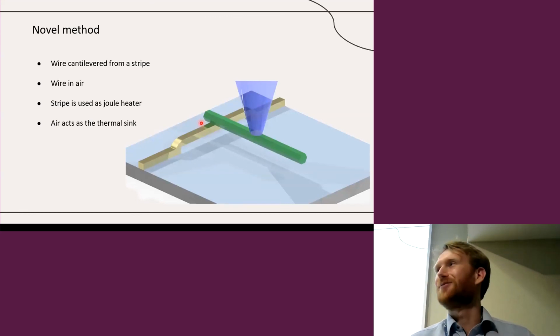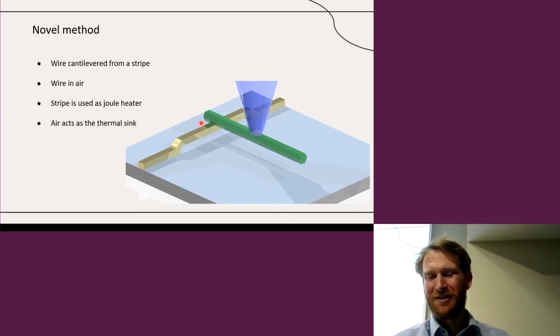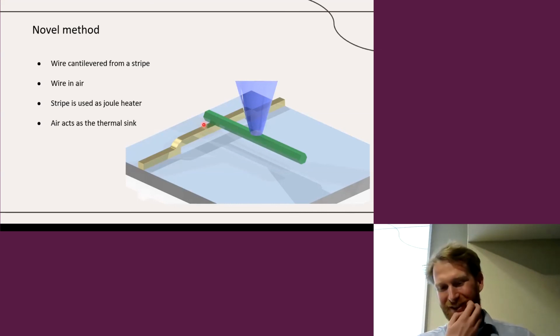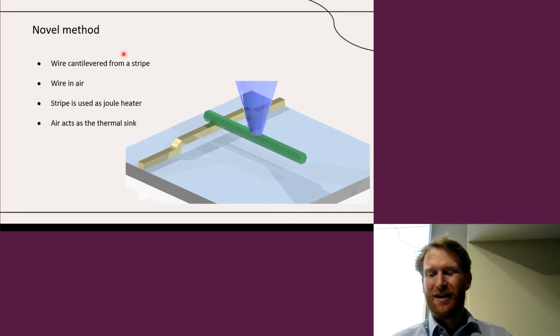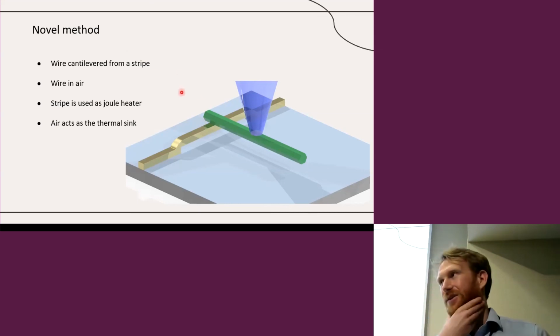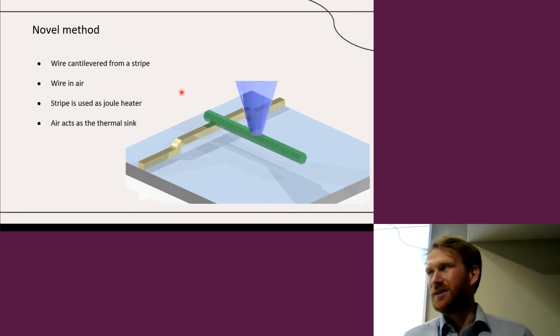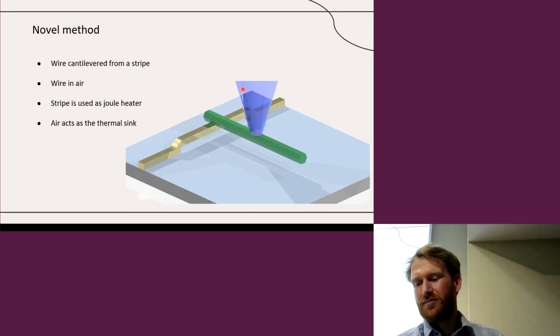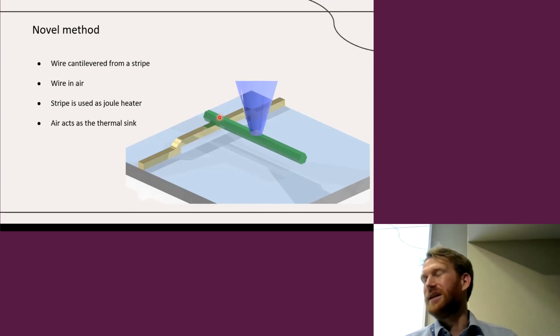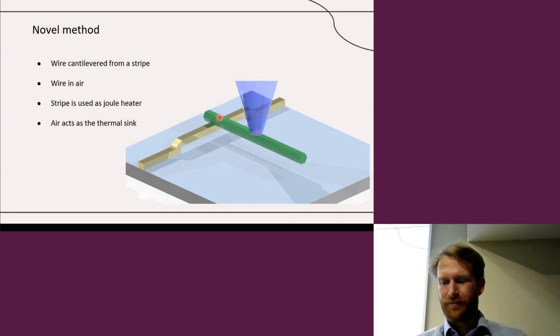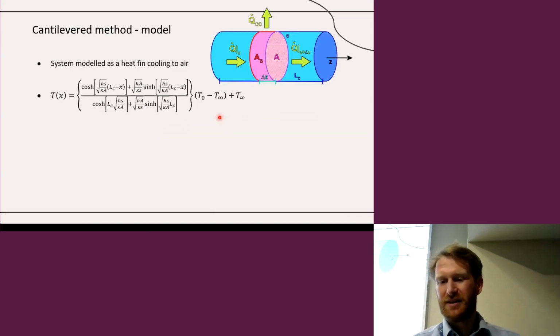Can I real quickly talk about the new measurements that we developed as well, which I think is relevant in light of some other presentations. What we did here, again, we cantilevered a wire from a suspended stripe, but now we did it in air rather than in vacuum, and the stripe was used as a Joule heater. So again, we see this combination of using the electronic heating and the laser thermometry to locally measure the temperature. And now instead of using a heat sink on the other side, we use the air as a heat sink.